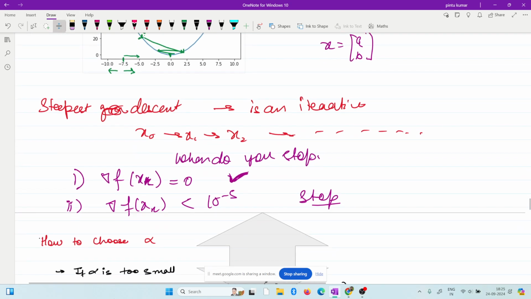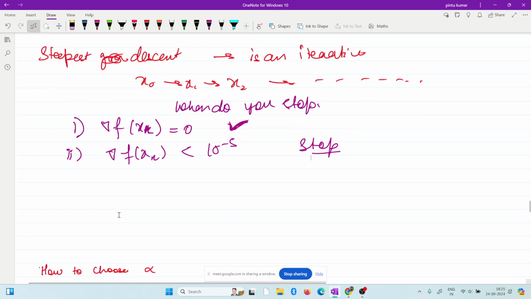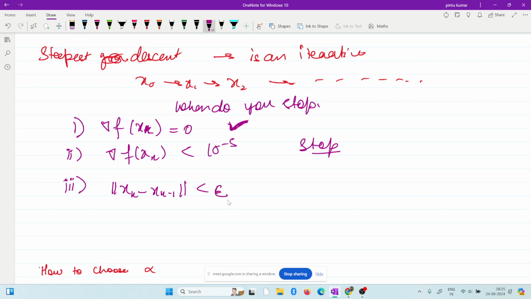This is one way you can decide when to stop. Another way is if x_k minus x_{k-1}, so the update that you're making, this update in x, is very small. Rather than 10 to the power minus 5, I'll write some epsilon. This epsilon is a very small value.